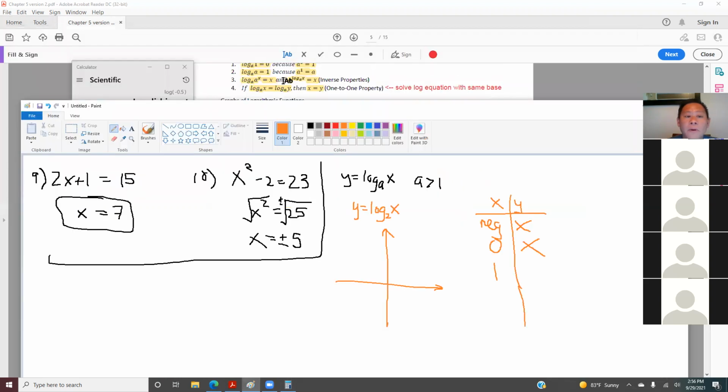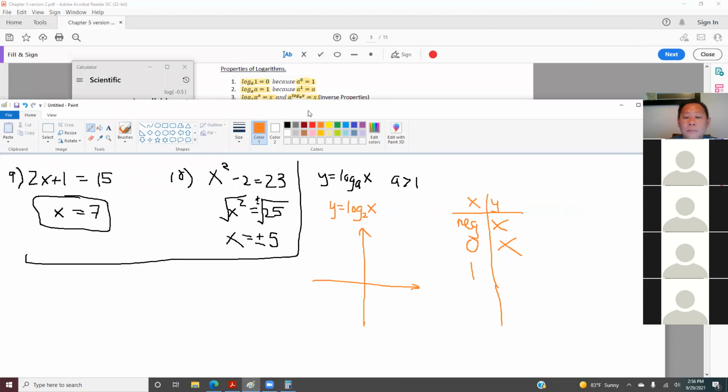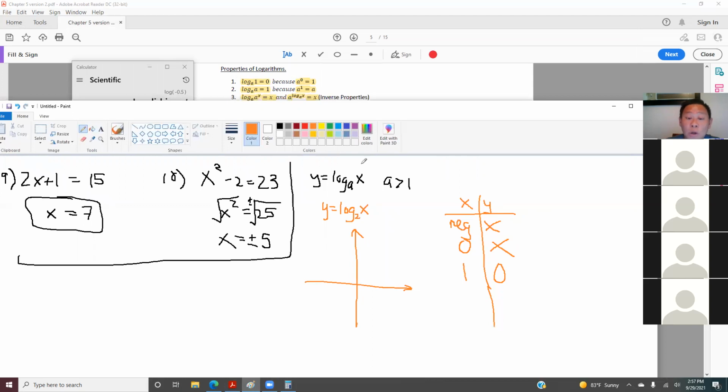We've got a property for it. Log base 2 of 1 is what? 0. Don't forget, if your argument is 1, you always get 0. That's your first property. Now, we want to make this x the same base as 2.